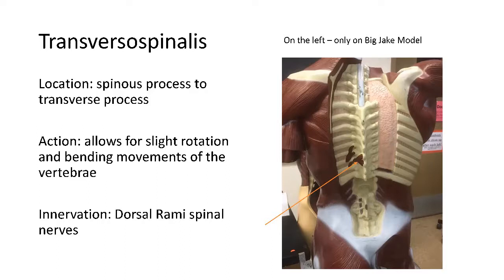The key with Big Jake is he's the only place we can see transversospinalis. It basically goes from the spinous process to the transverse process of the next vertebra, and its action is it allows for the twisting or rotation in the back. Transverso, meaning transverse plane, so it's going to make us move in the transverse plane, which is rotation. And innervation is again dorsal rami nerves. So all three of the deep muscles are moving the back, and we have dorsal rami nerves.